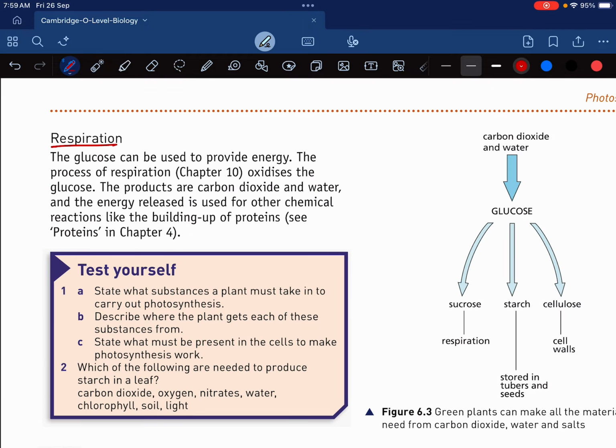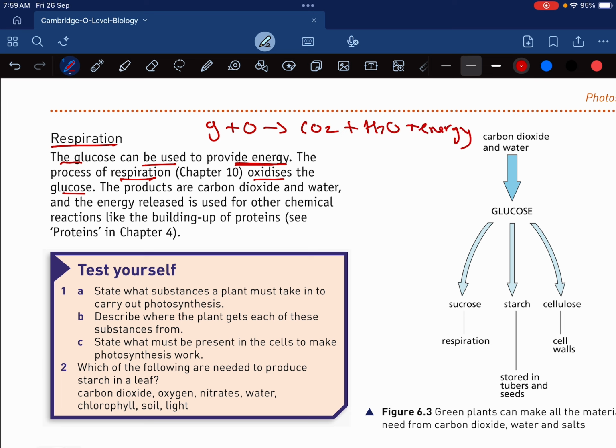Respiration. Glucose molecule is also used in respiration. The glucose can be used to provide energy. The process of respiration oxidizes the glucose. क्या पढ़ा था हमने? When it was glucose plus oxygen gives us carbon dioxide plus water, right? So this and plus energy.